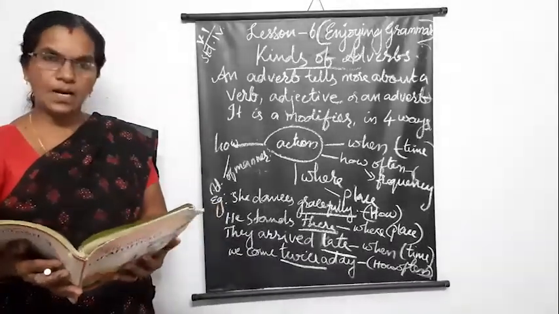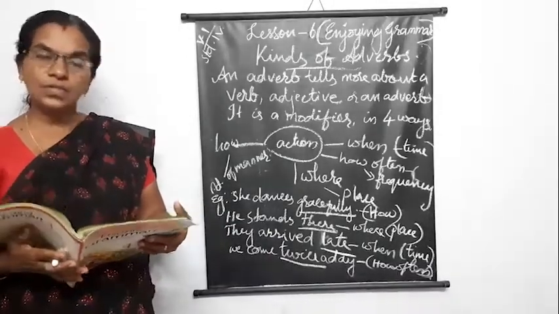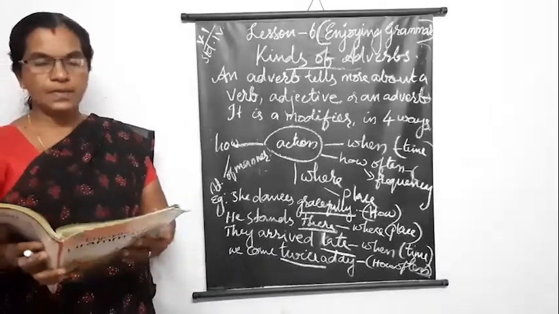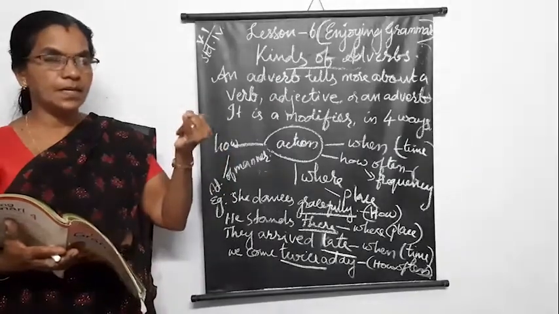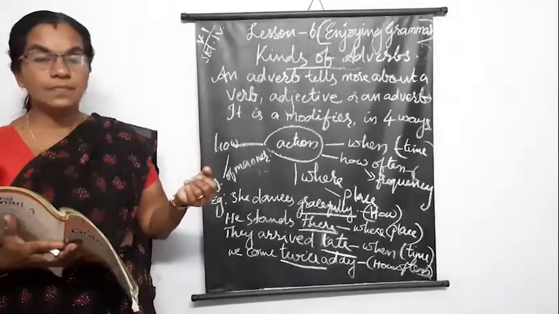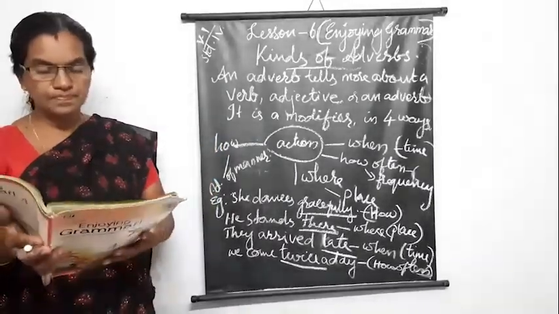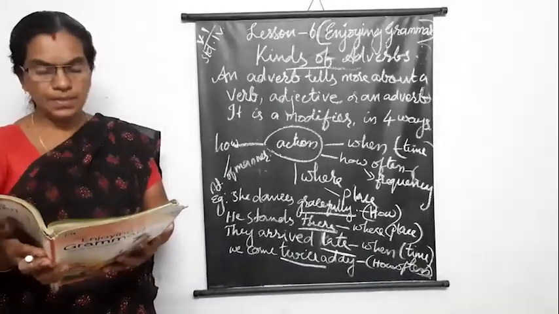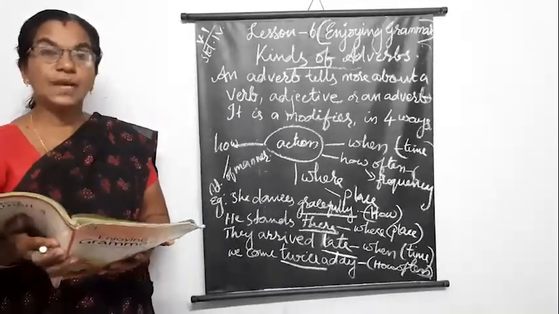Next, interrogative adverbs. Children, you know what an interrogation is? Interrogation is a question. Interrogating, questioning. You know which are the question words? WH questions. Which are the WH questions? Who, where, when, what, which. These, and how also, are the WH questions. Interrogative adverbs are used to ask questions.